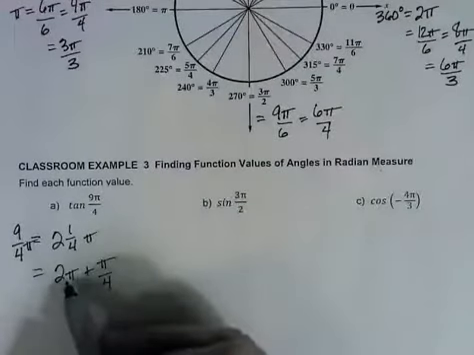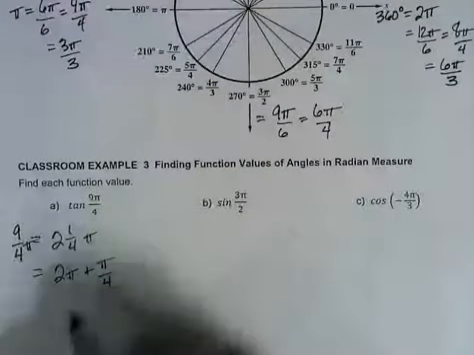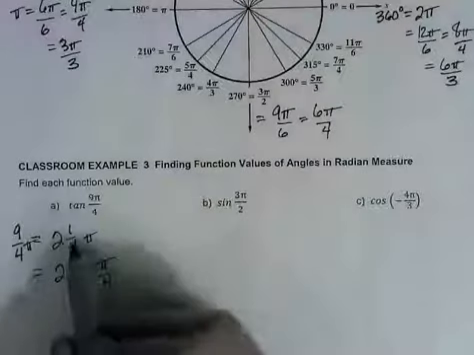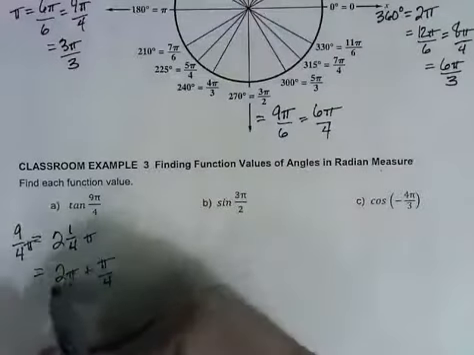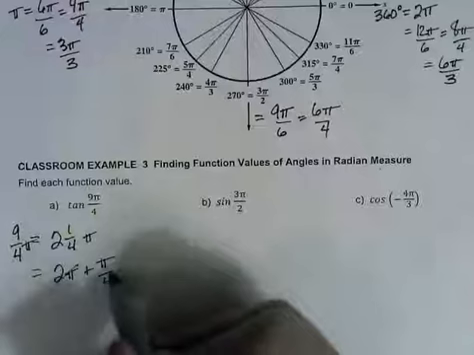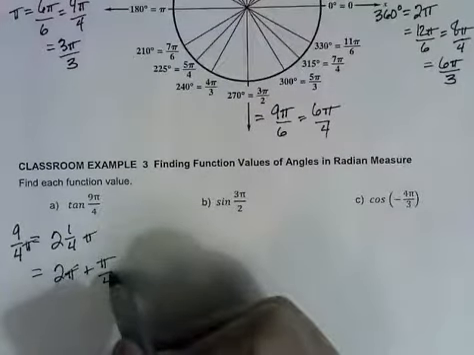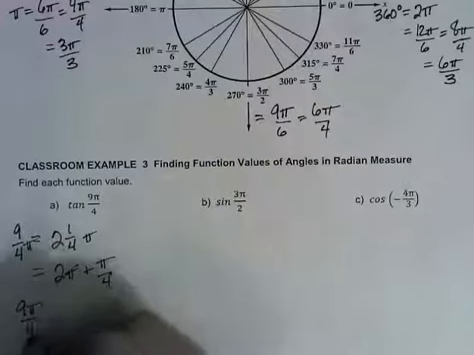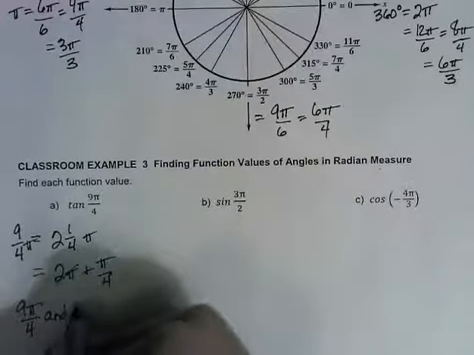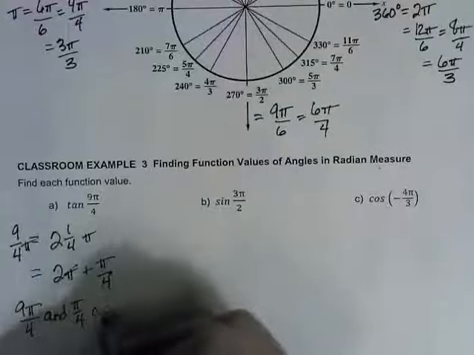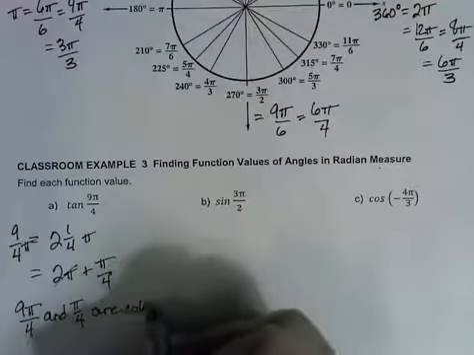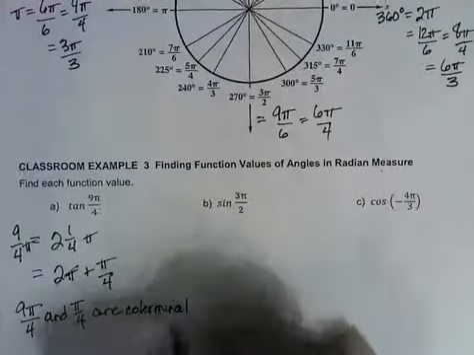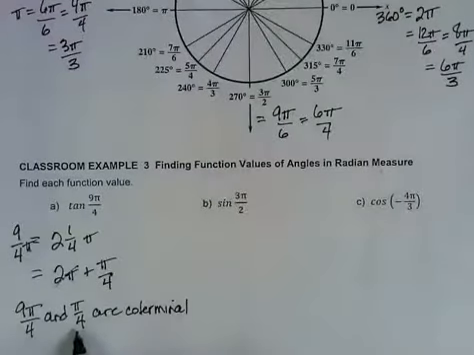2 pi is the same as 360 degrees. If we're looking for a coterminal angle with this, then we could just knock off the 2 pi, and our coterminal angle would be pi over 4. So 9 pi over 4 and pi over 4 are coterminal. That means that the value for tangent for these two angles is the same.